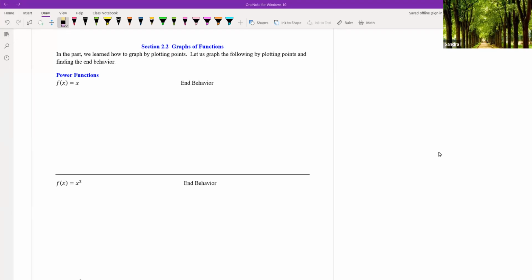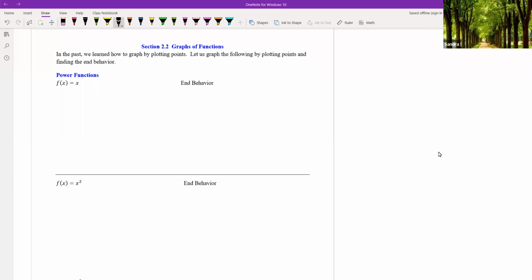Hi, we're going to be talking about section 2.2, which is called graphs of functions. In the past, we have learned how to graph by plotting points. Today, we're going to also graph by plotting points, and we're also going to talk about something new that is called the end behavior. If I was to describe what the end behavior is with words, basically the end behavior is what happens to the graph at the end points of the graph. That's basically what we want.